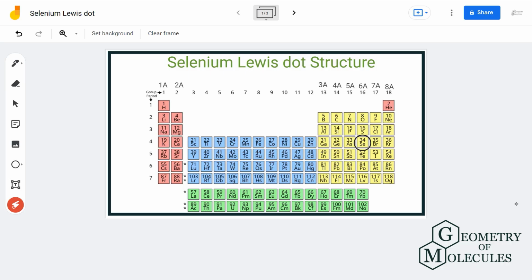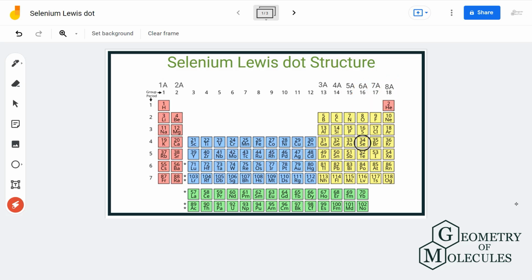In this video, we'll look at the Lewis dot structure of selenium atom. To do so, we must know the total number of valence electrons that it has, and it can be easily determined by looking at the periodic table. For example, lithium is in group 1A, so it will have one valence electron in its outermost shell. Those present in group 2A will have two valence electrons, and this rule follows up for group 1A, 2A, 3A, 4A, 5A, 6A, 7A, and 8A elements.